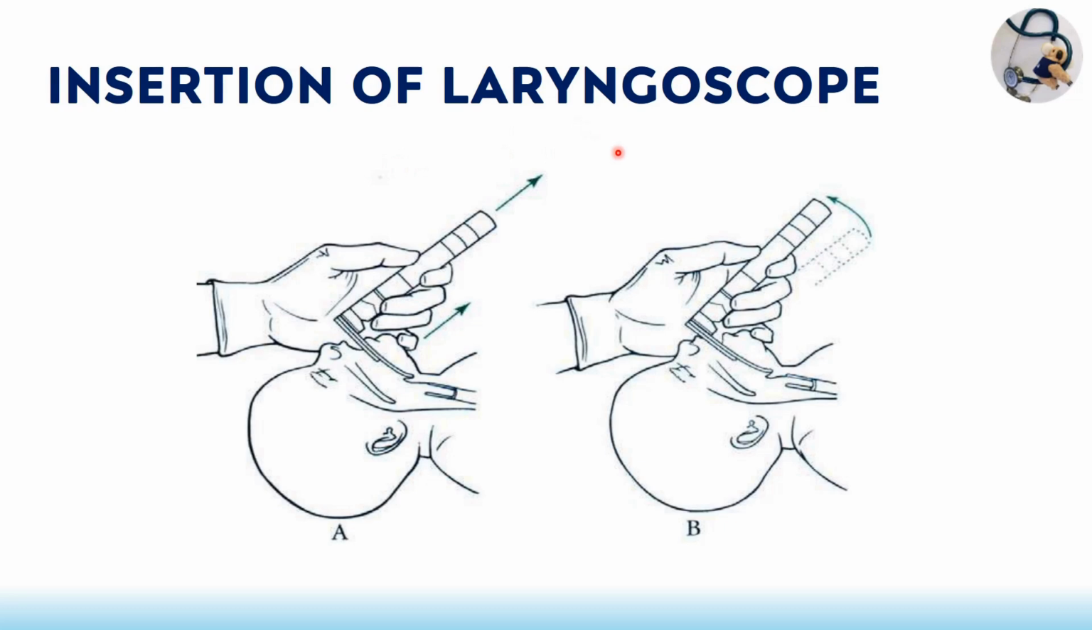So again, showing you the same insertion of the laryngoscope. Initially introducing the laryngoscope, holding with the left hand, then gradually you are proceeding forward till the tip of the blade reaches the valvula. Then you lift the laryngoscope upwards and forwards to expose the vocal cord.